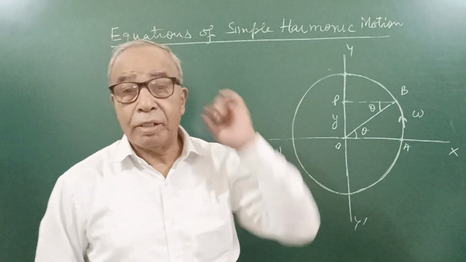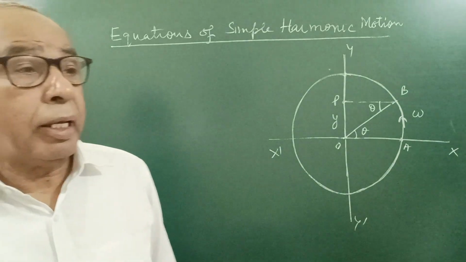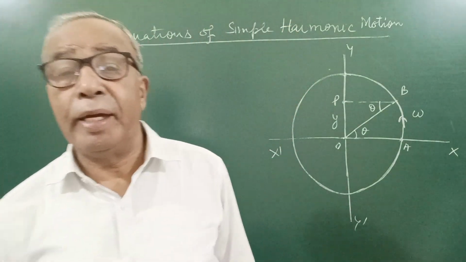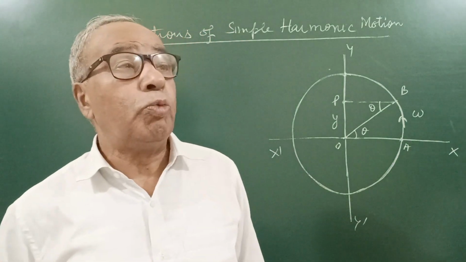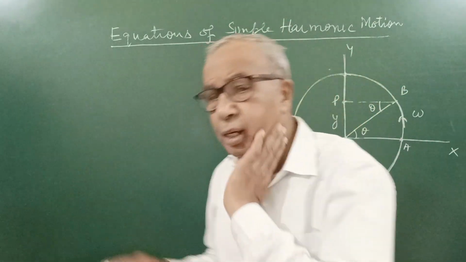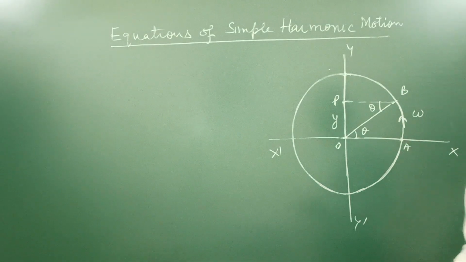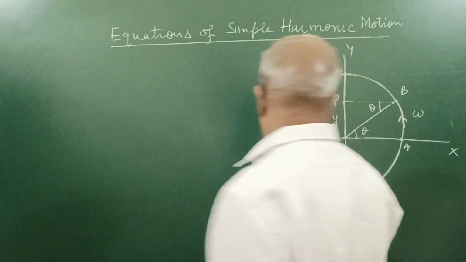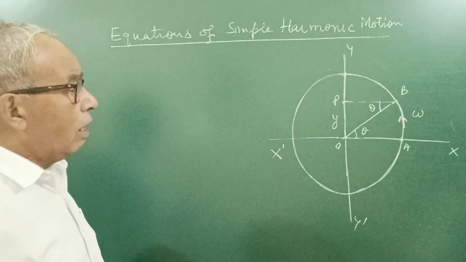Yes, students. Now I come to find the equation of simple harmonic motion. Every motion, like motion in a straight line with acceleration, has equations: v equal to u plus at, s equal to ut plus half at square, and so on. Similarly, simple harmonic motion, SHM, also has some equations. Actually, different people use different ways, and learners have many difficulties in learning the topic.